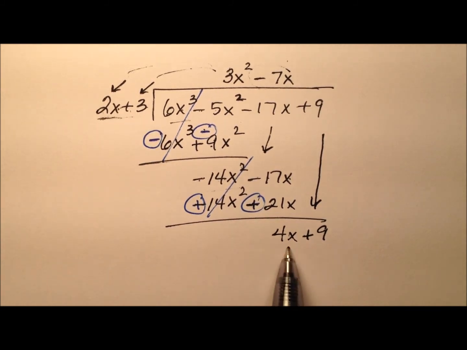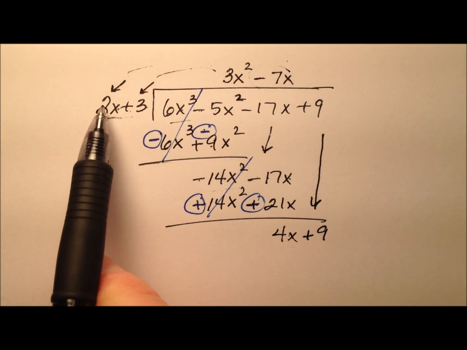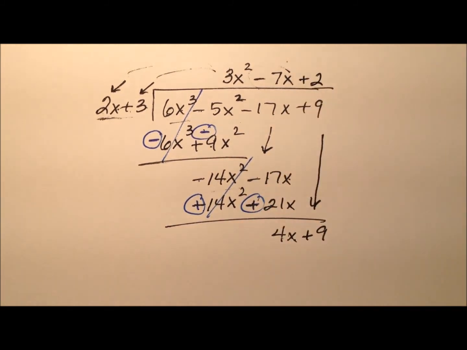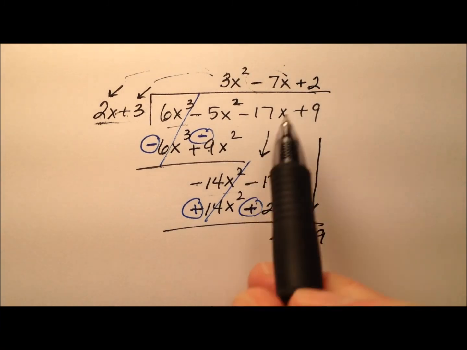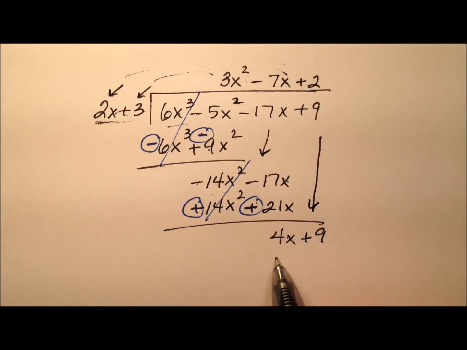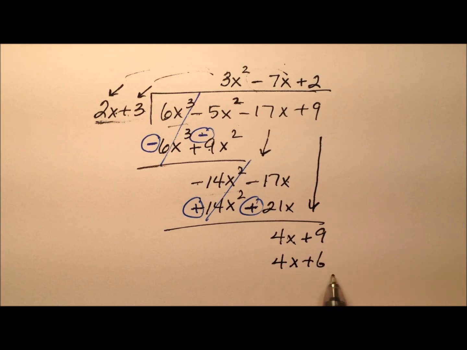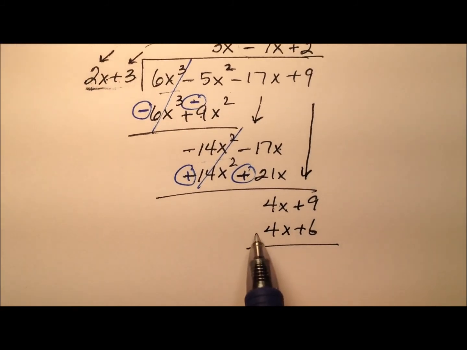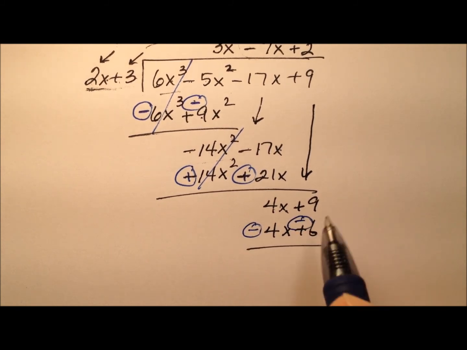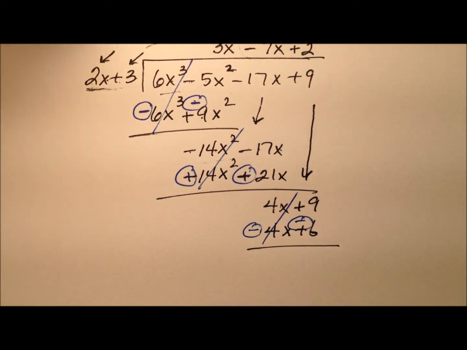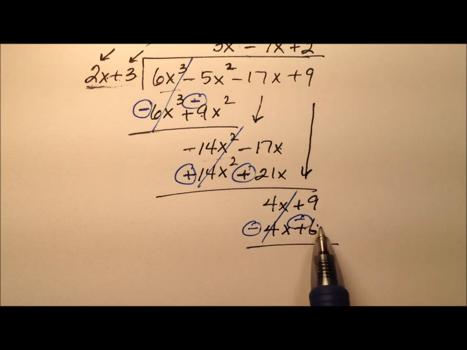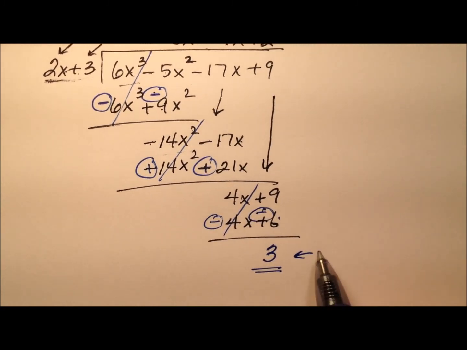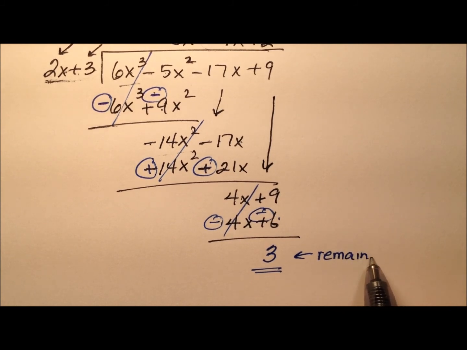So first term and first term. So what do I need to multiply by 2x to get 4x? Well, it looks like just a positive 2. So I'll put that plus 2 up there, come back through and multiply. So 4x plus 6. Okay, well, not quite the same. Let's go through, change these signs so we can subtract. The 4x's cancel. But we're left with 9 minus 6, which is 3. So this is going to be our remainder right here.